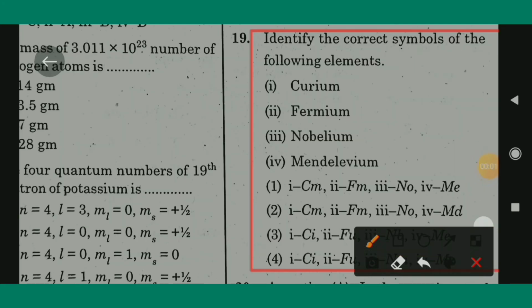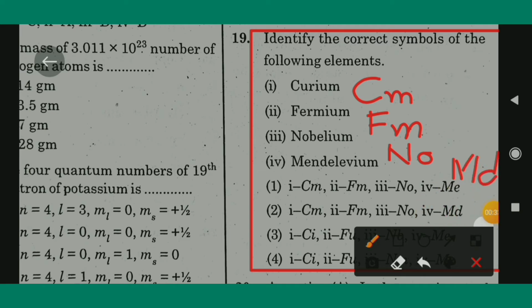Next one, identify the correct symbols of the following elements. Curium, the symbol of curium is Cm, and the second one, fermium, the symbol of fermium is Fm. The next one is nobelium, the symbol of nobelium is No, and the fourth one is mendelevium, the symbol is Md. So the second option is the correct answer. First one Cm, second one Fm, third one No, and fourth one Md.